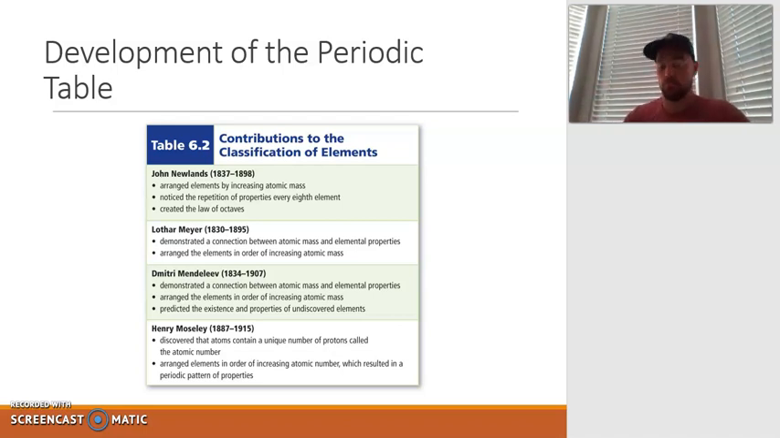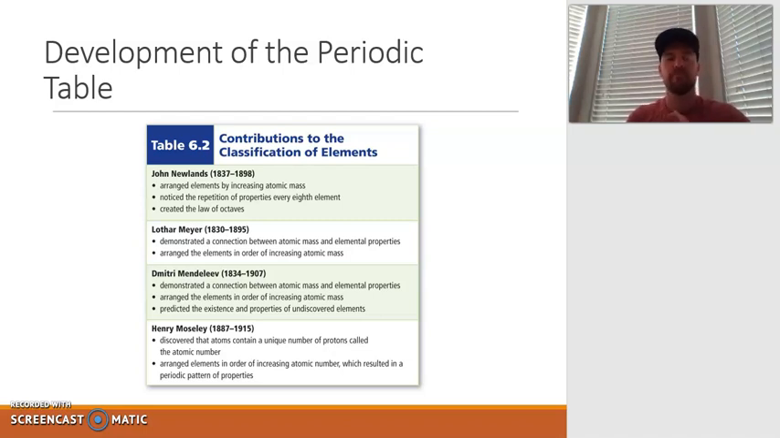Now, that was a great step in the right direction, but the problem was that arranging elements by increasing atomic mass wasn't necessarily the most accurate. In fact, when we started to discover the subatomic particles, particularly discovering the proton, we discovered that that was a better way. And so Henry Mosley is credited for putting together our modern periodic table. He discovered that atoms contain a unique number of protons, which he would then call the atomic number. And so the elements were arranged in his periodic table based not on atomic mass, but instead by atomic number.